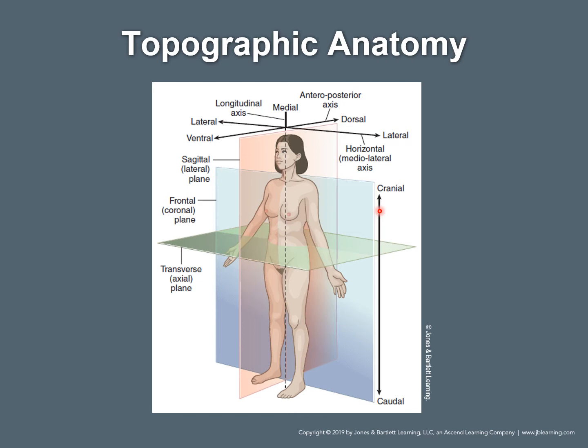Your longitudinal axis, which is pointing here, is perpendicular to the transverse plane. So here, this axis goes with this plane. Your horizontal axis is perpendicular to a sagittal plane. It is also called the mediolateral axis. So here it goes with your sagittal plane.